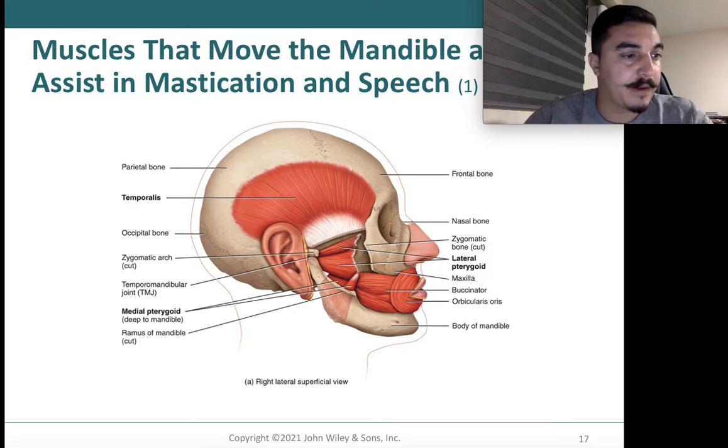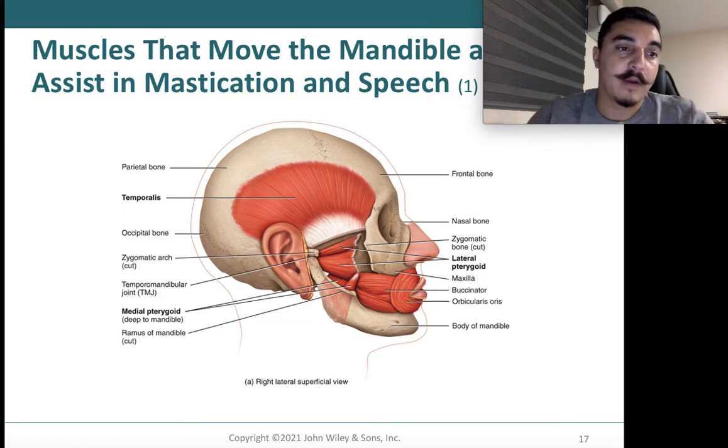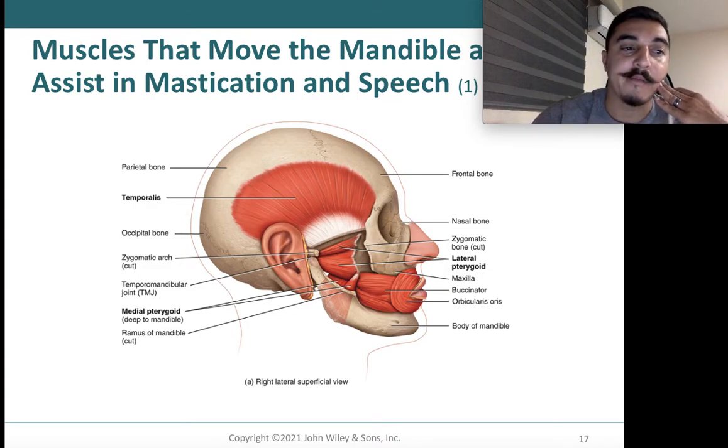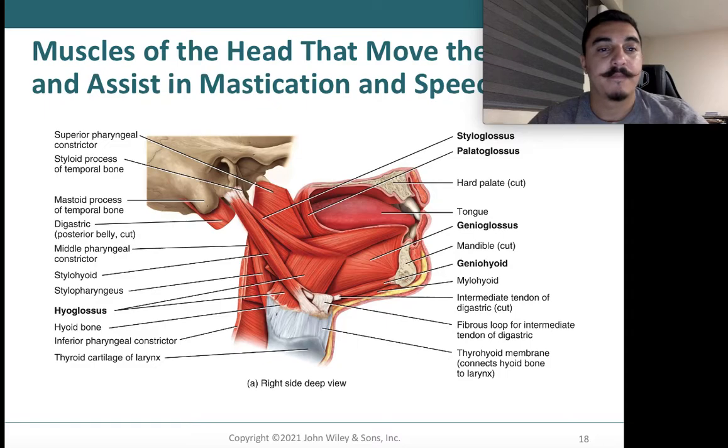We have the medial pterygoid and the lateral pterygoid. So the medial pterygoid is going to help move the mandible, and then the lateral, it's going to depress it, like you open a mouth and move side to side, up and down, side to side. Okay, so here we have our laterals, and here we have our medial on the bottom, up and down, side to side. Okay.